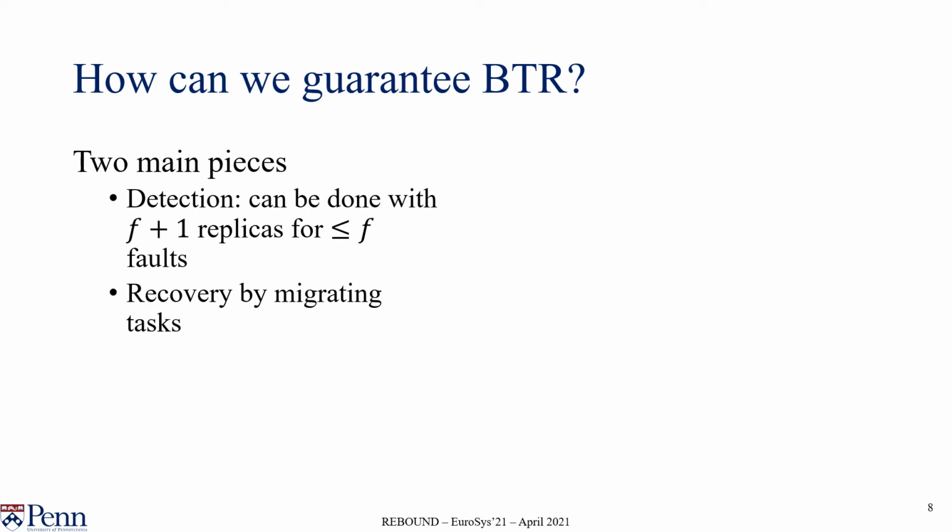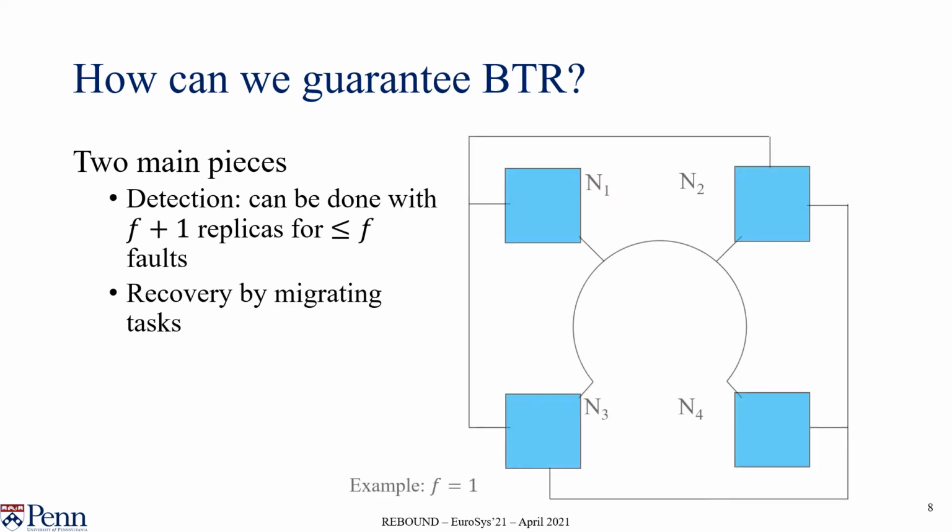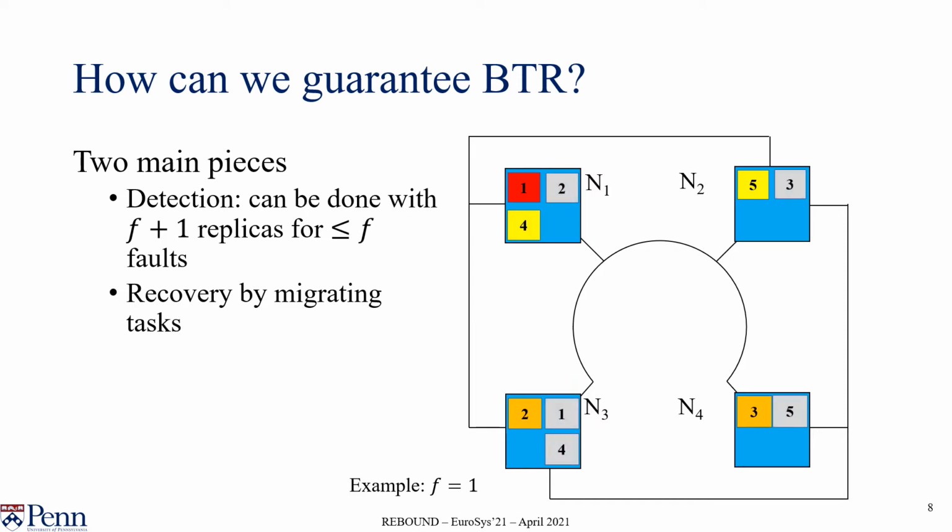So how can we actually guarantee that we will recover in bounded time? There's two main pieces to this puzzle, the first of which is detection, in which we use F+1 replicas to detect up to F faults. The second piece is recovery, in which we reconfigure the system so as to continue to operate correctly. In our simple running example, let's take a look at some set of tasks running on the nodes and some set of replicas that are also running on the nodes.